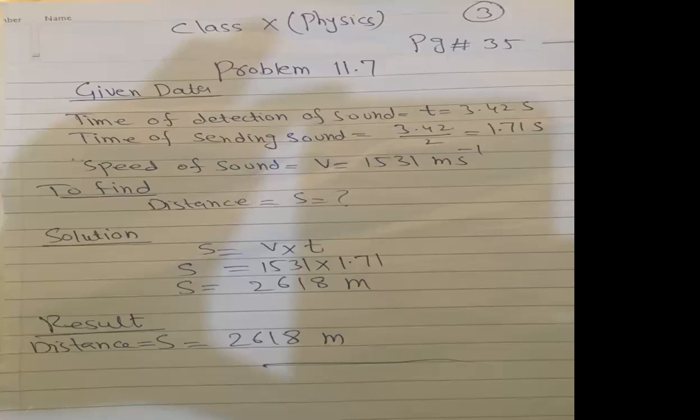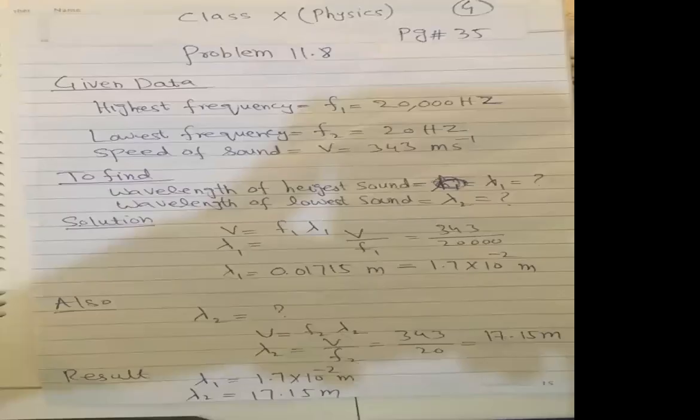So I'm moving now to the 11.8 numerical. Students, I read the statement for you first. The highest frequency sound humans can hear is about 20,000 hertz. What is the wavelength of sound in air at this frequency at a temperature of 20 degrees Celsius? What is the wavelength of the lowest sound we can hear, of about 20 hertz? Assume the speed of sound in air at 20 degrees Celsius is 343 meters per second.